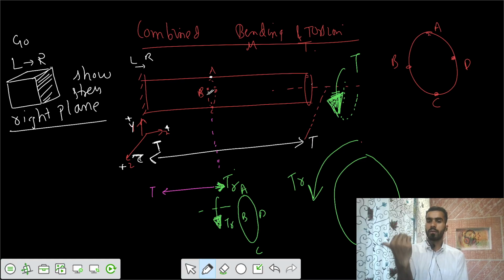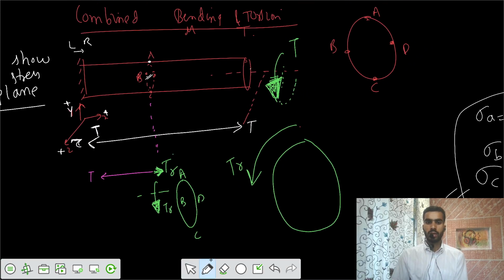So the thumb points away from the section. Initially the moment was clockwise, so it should have been towards the section. But as of now, let's change the direction of that T. So finally I would say T is anti-clockwise, and the direction of that T is away from the section. So the rest of this is okay.